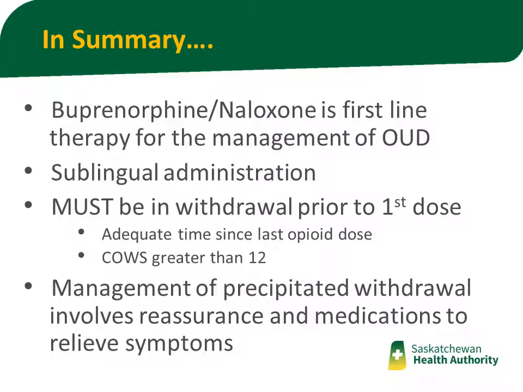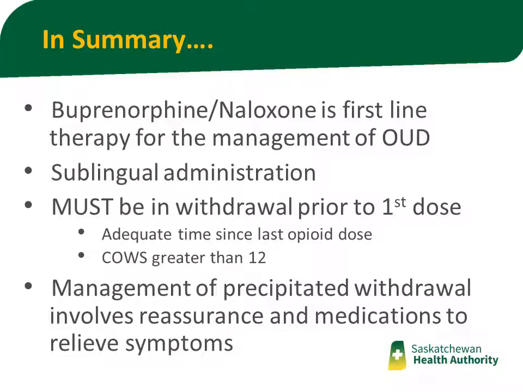So that's the quick tour of buprenorphine naloxone. In summary, we know that it's the first-line therapy for management of opioid use disorder, and it suppresses opioid cravings and withdrawal symptoms for at least 24 hours and is generally safer and better tolerated than methadone. It's a sublingual tablet. Tablets must be dissolved under the tongue for the medication to be effective. This may take up to 10 minutes or longer, and patients should remain NPO during and for at least 5 minutes after administration. It's also extremely important that our patients are in withdrawal prior to the first dose.